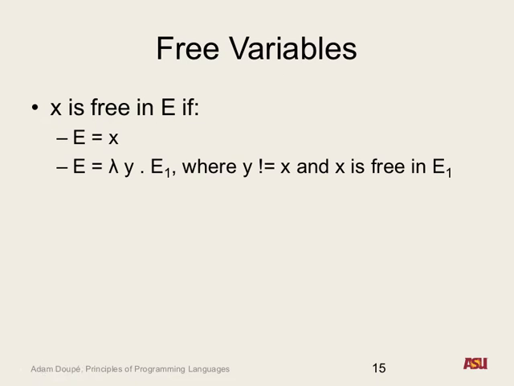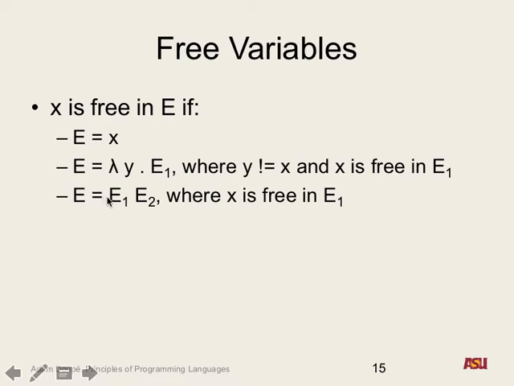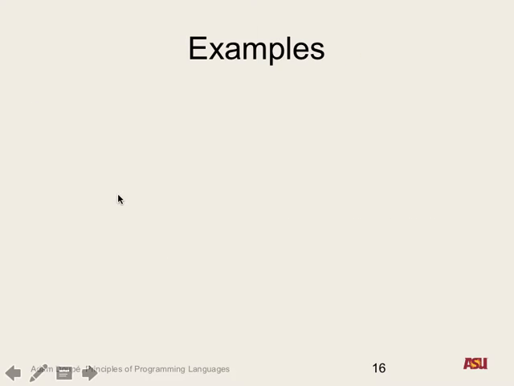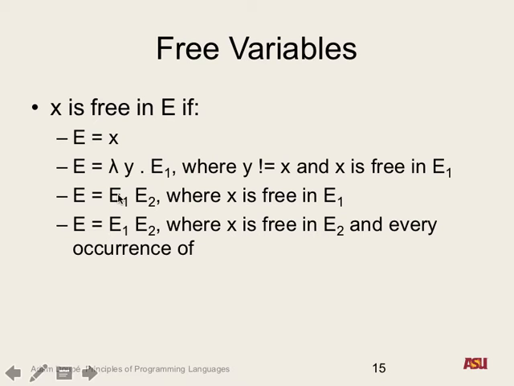Yeah, you apply these rules, right? So it's a recursive definition. And in function applications, we'll say for the left, so E is going to be free where X is free in E1, that is not complete. Why is that missing? Where X is free in E2.